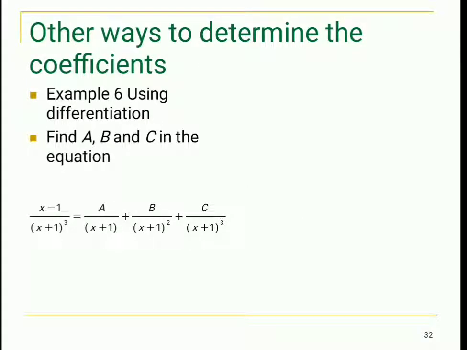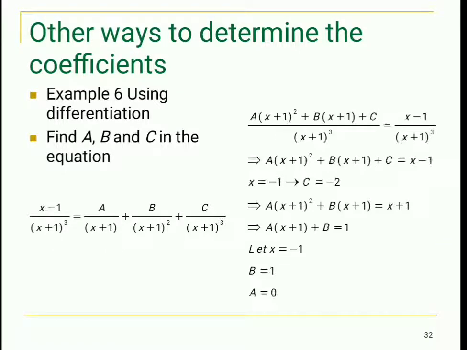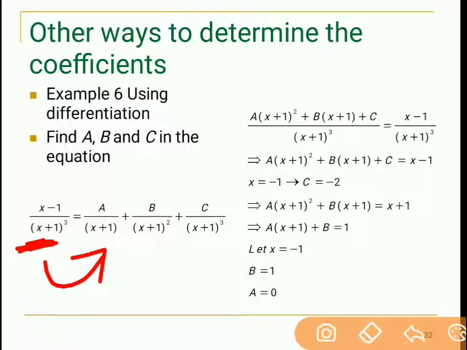Now there are other ways to determine the coefficients, as you can see in this figure, where you have x plus 1 the whole cube. Whenever you come across a cube in the denominator, it will be converted into three parts. First is a by x plus 1, second is b by x plus 1 the whole square, and third is c by x plus 1 the whole cube. And once you take the LCM, you will get the numerator as a into x plus 1 the whole square plus b into x plus 1 plus c.